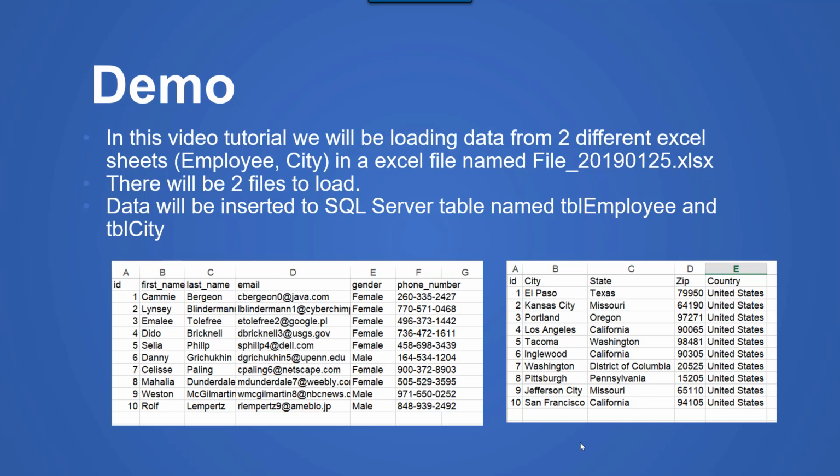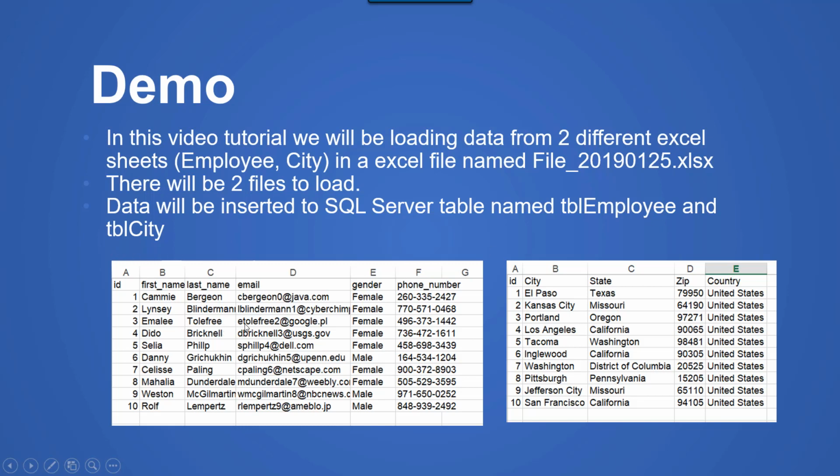The sheet names will be employee and city, and the file name will be file_2019-0125.xlsx, and then there will be another file named file_2019-0126.xlsx. We will be loading data into SQL Server tables named tbl employee and tbl city.